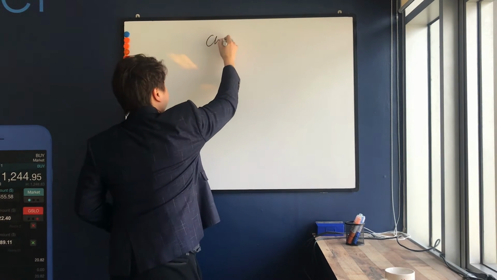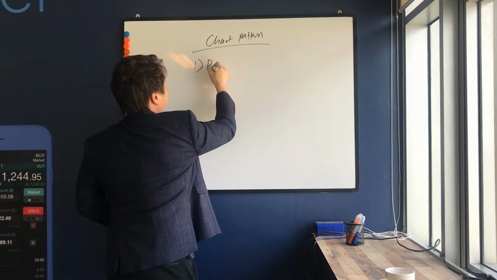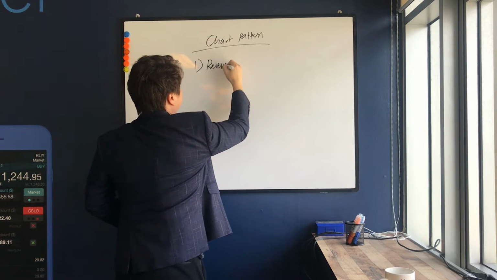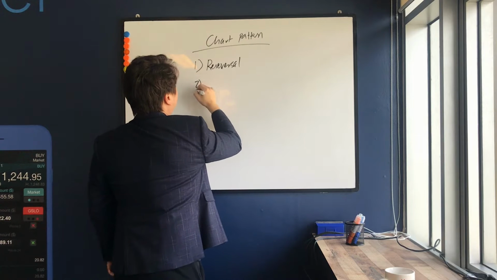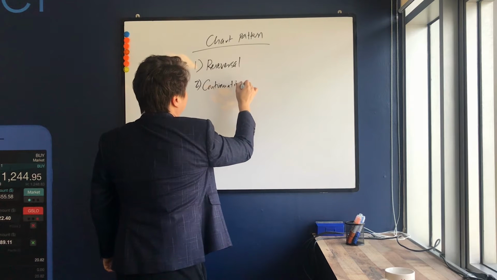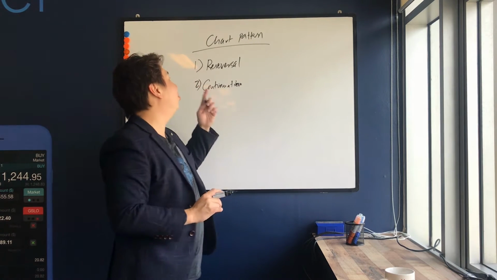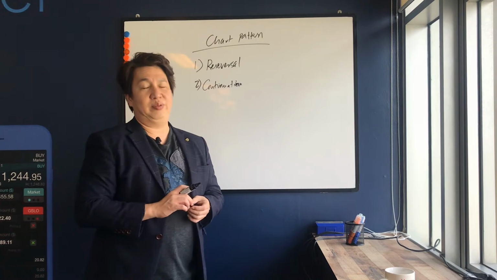Hi everyone, today I want to go through what the different types of chart pattern are and how you can use chart patterns to help you in your trading. Basically, there are two different types of chart pattern. The first type is what we call a reversal pattern, and the other one is called a continuation pattern. So these are the two types of chart pattern that we are looking at.